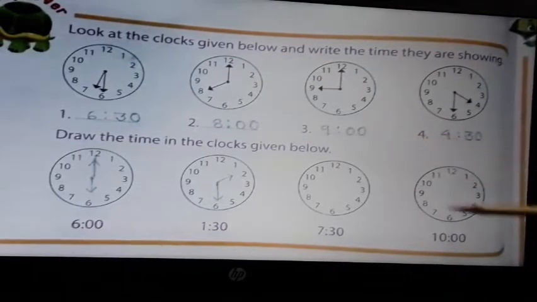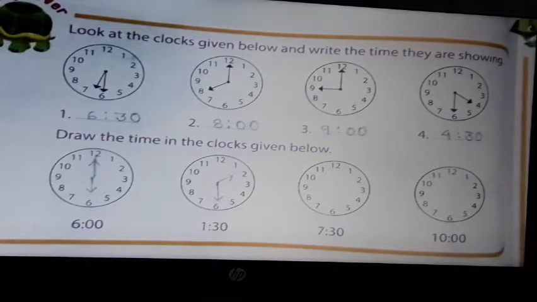See the third question. The hour hand is pointing towards 9 and the minute hand is pointing towards 12. So the time is 9 o'clock. See question 4. The hour hand is in between 4 and 5. And how many minutes have passed after 4 o'clock? From 12 to 1, 5 minutes, 10, 15, 20, 25, 30. So the time is 4:30.